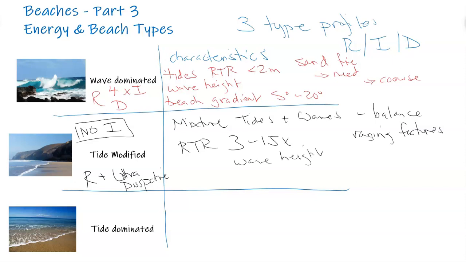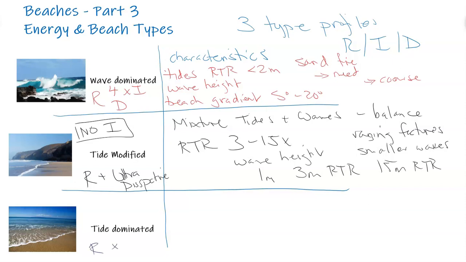So the wave height is, let's say, 1 meter, okay? Then it's going to be, 3 times 1, so 3 meter RTR. Or up to 15, okay, up to 15 meters RTR. Depends on the beach. So, and the waves are getting smaller, so smaller waves. There we go. So tide dominated. So this is mostly tides. The types of profiles you generate are mostly reflective.